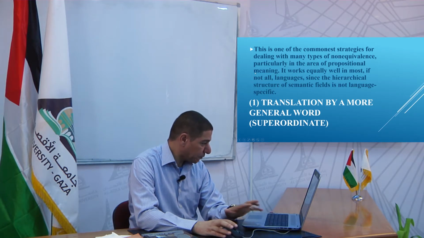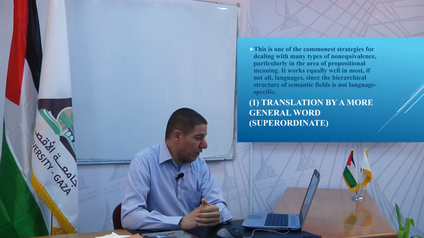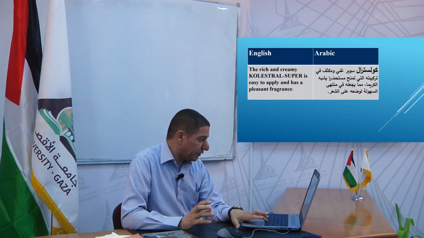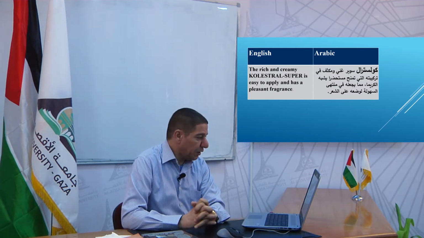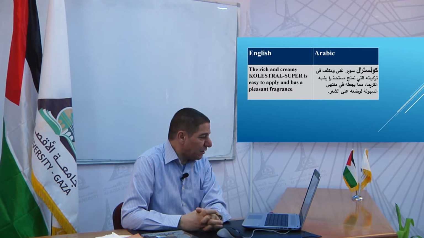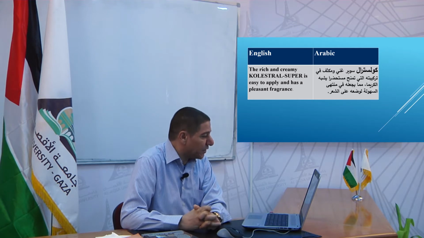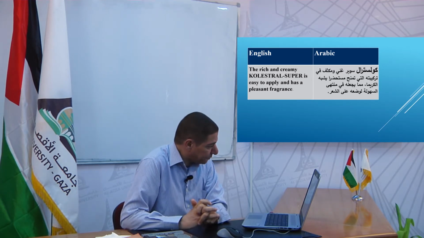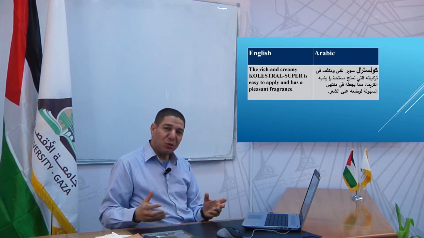Okay. We start with strategy number 1, translation by a more general word, which is superordinate. Look at this: The rich and creamy cholesterol super is easy to apply and has a pleasant fragrance. You have an English sentence, okay? And we have the word creamy. How do you translate the word creamy?